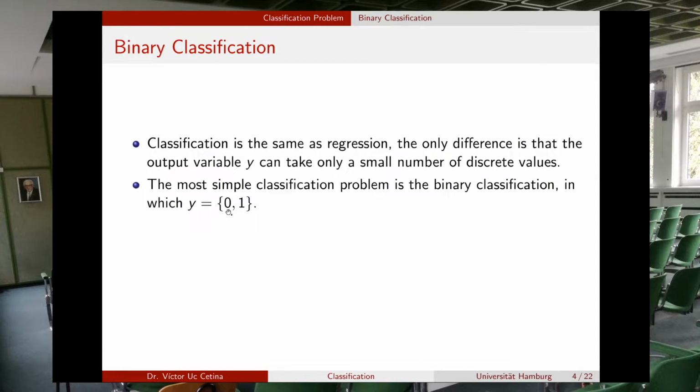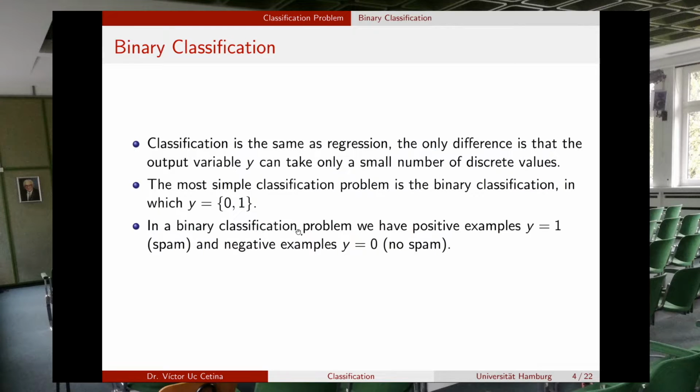In this case, we are going to use 0 and 1, but these are simply labels. There are other algorithms that we are going to study that, instead of 0 and 1, need to use -1 and +1. But in this case, it's going to be 0 and 1. So in a binary classification problem, we have positive examples, which we call positive when the label equals 1. In this case, we are going to refer to spam email. And negative examples when y equals 0. In this case, it's going to be non-spam email.